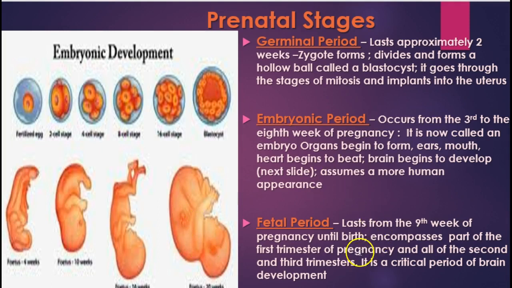The fetal period lasts from the 9th week of pregnancy until birth, which encompasses part of the first trimester of pregnancy, which is the first 3 months, and all of the 2nd and 3rd trimesters. It is called a critical period of brain development, which you will see in this next slide.